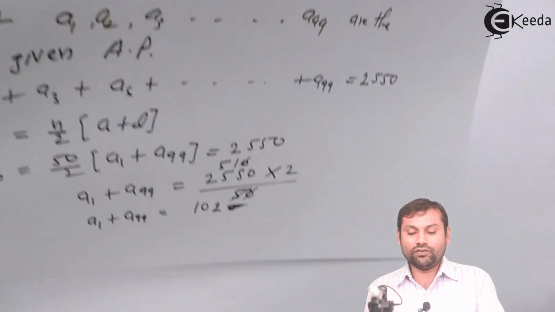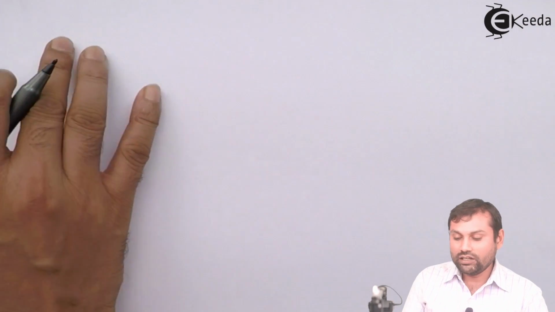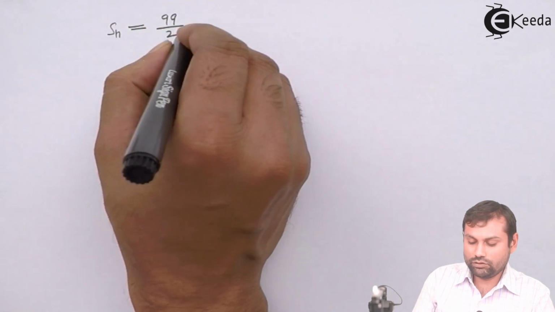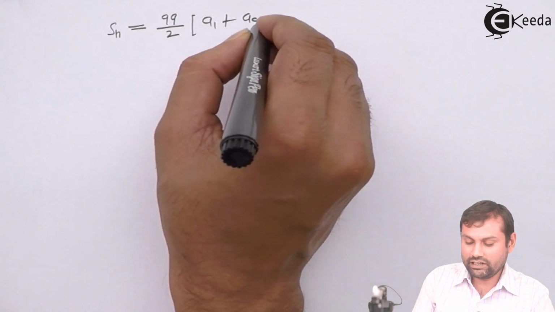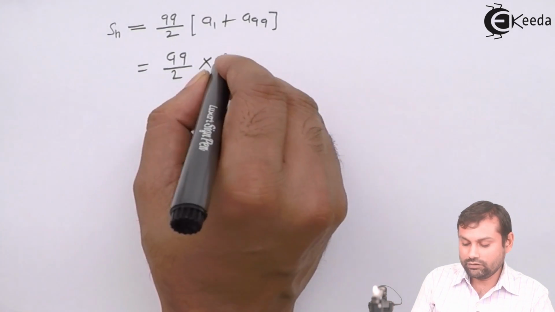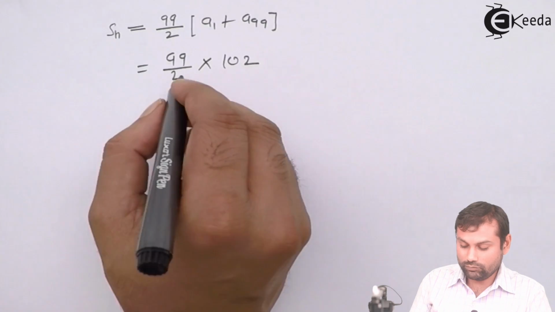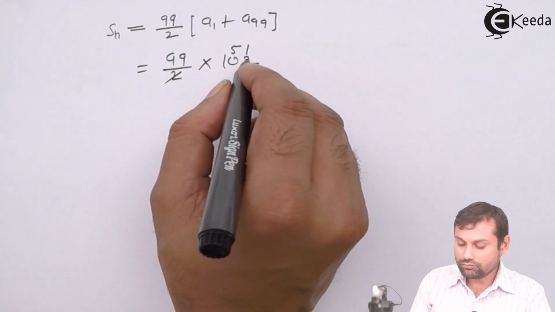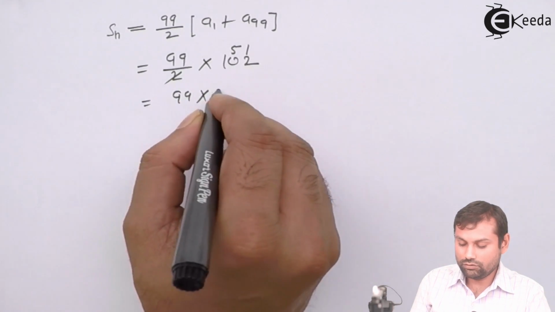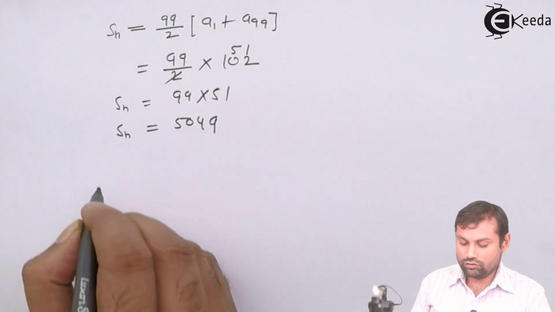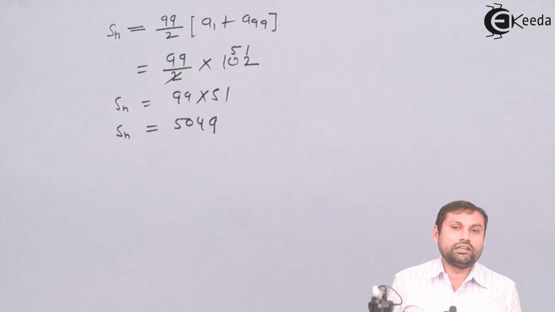Now we have the sum of the first term and last term. Now there are a total of 99 terms, so n is equal to 99. So Sn equals 99 upon 2 times (A1 plus A99), and A99 plus A1 we already have, that is 1020. So now solve this: 2 into 510 gives 51 in the end. Now 99 into 51, that is 5049. So the sum of all terms is 5049.